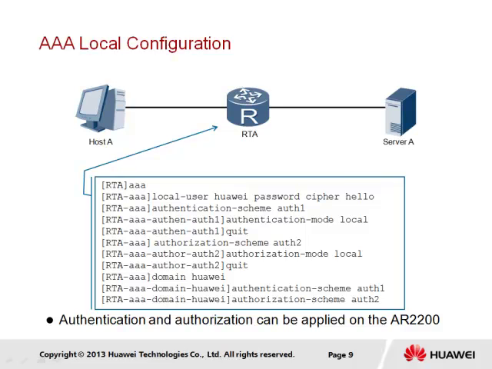The implementation of AAA using local configuration allows for the establishment of user authentication and authorization only. In using local configuration, we are able to configure usernames and passwords for users that are to be authenticated by RTA that will operate as the network access server. We see this being performed here under the AAA view using the local-user command, followed by which the username and password are defined, by which remote host devices such as host A will be authorized.